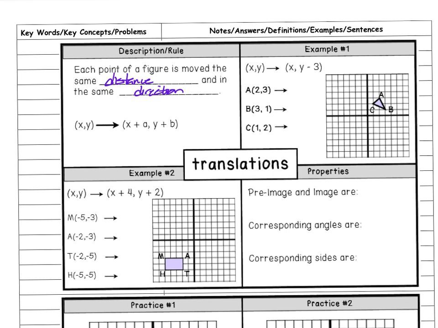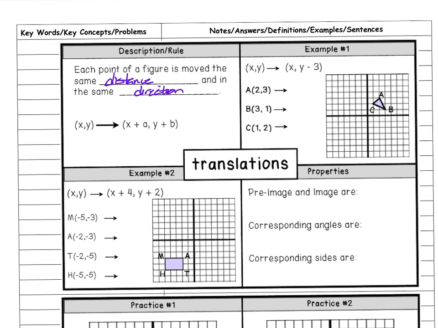It's like you're taking your piece of paper on the desk and sliding it over and up, or back and down, or around in a circle. It's just staying the same shape. It's moving from its original position, the same distance and the same direction.